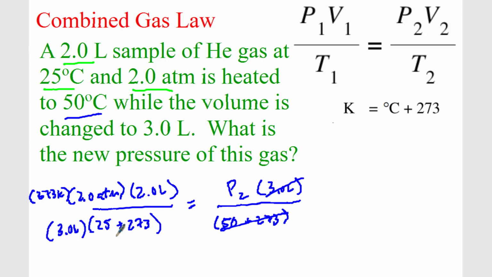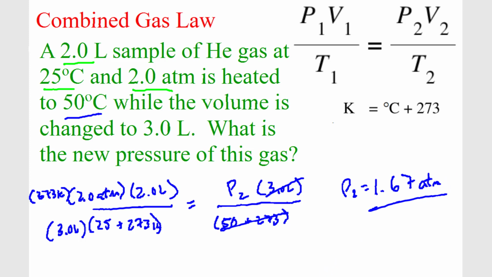And now I can put all of this in my calculator. I'm going to put 373 times 2 times 2 divided by 3 divided by 298. Keep in mind you want to divide by both. And you can see the Kelvin cancels out with our Kelvin. Our liters cancel out with our liters, which means our pressure is left in atmospheres. And we end up getting 1.67 atmospheres. So you can try that in your calculator.